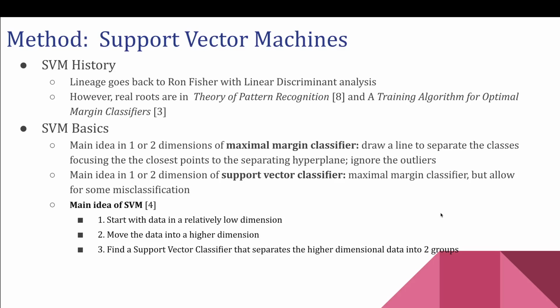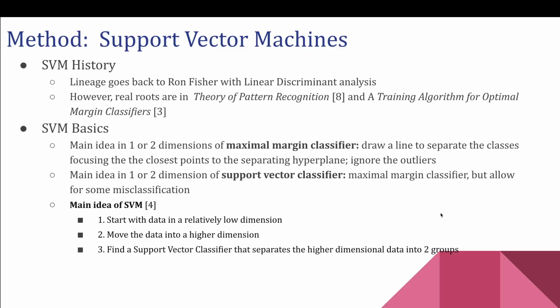And in the basics of this, we have a maximum margin classifier that draws a line to separate the classes, and it focuses on the closest points to the separating hyperplane. It ignores all the outliers. Going up to the next level, we have a support vector classifier. But the difference between that and the maximum margin classifier is it actually allows for some misclassification that's not permitted with the maximum margin classifier.